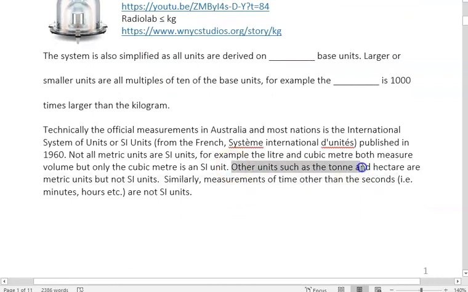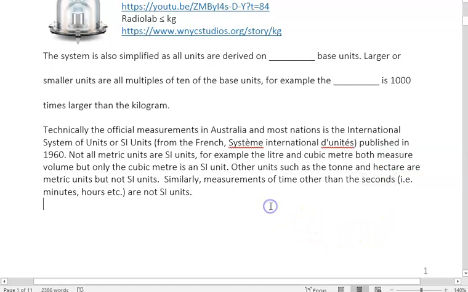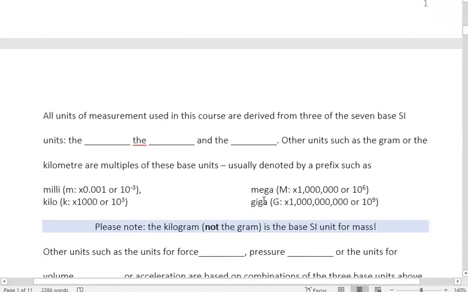Other units, such as the ton and the hectare, are metric, but they're not SI units. Measurements other than the second for time aren't SI units. So minutes and hours are metric units, but not SI units. Really, SI time should always be measured in seconds. We also mentioned Kelvin is the SI unit for temperature, not Celsius.